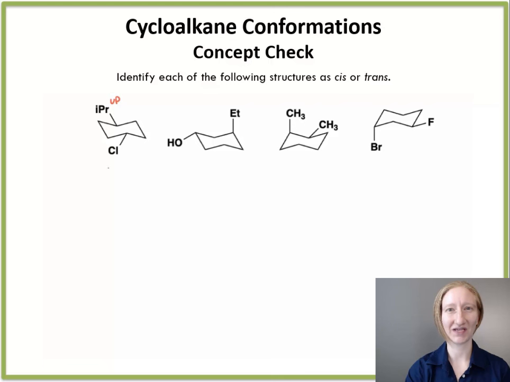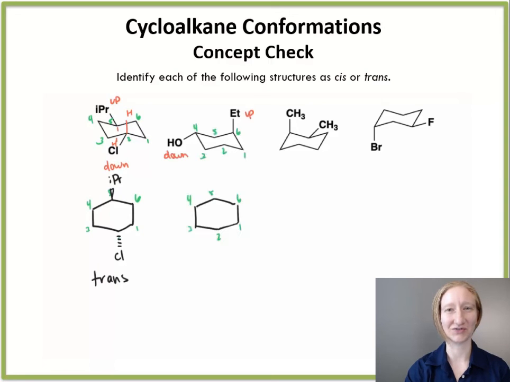In the first example, the isopropyl group is up and the chloro group is down. This may be hard to see without drawing in the hydrogens on those carbons, so I'll encourage you to do that if you need to. I'll draw the flat cyclohexane ring, numbering the carbons clockwise around the ring. Then I place the substituents on the appropriate carbon and with the appropriate stereochemistry. Here we have one group up and one group down. They're on opposite faces of the ring, so this is a trans disubstituted cyclohexane.